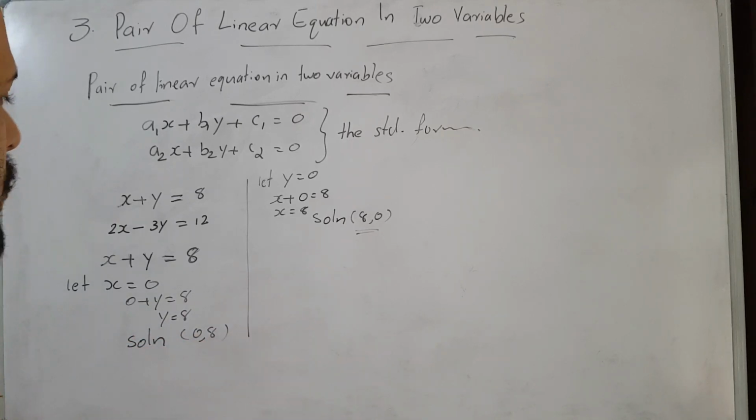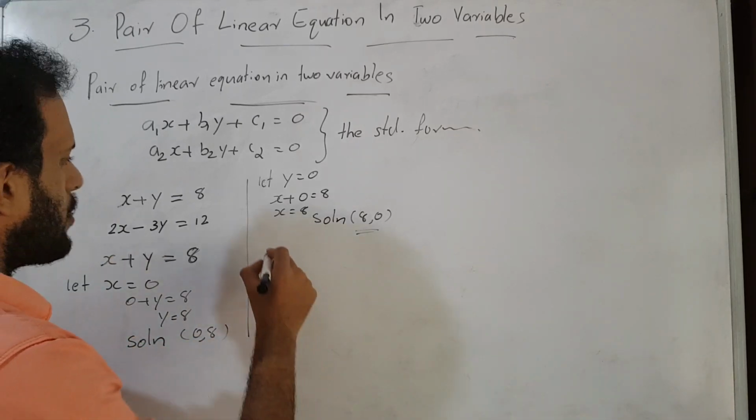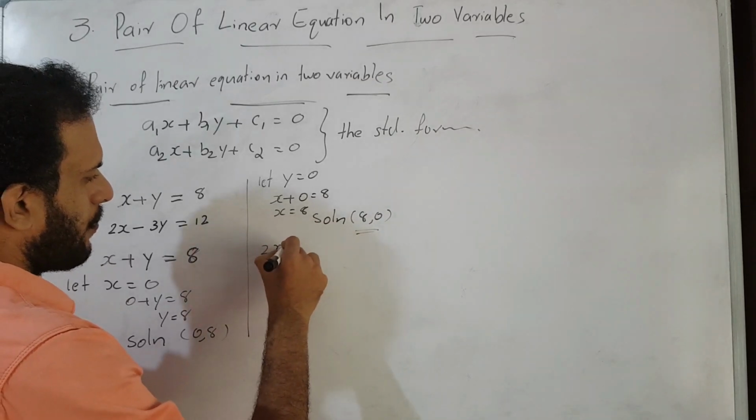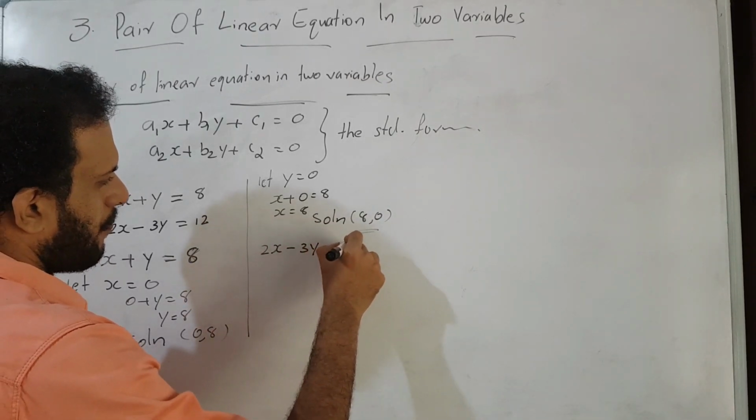So we stop there. Then we take the second equation. The second equation is 2x minus 3y is equal to 12.